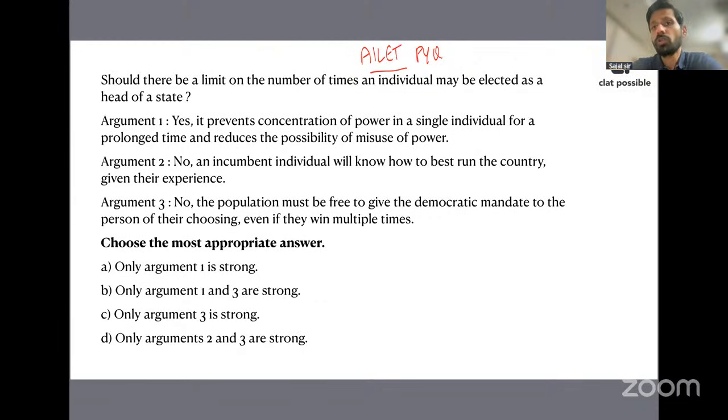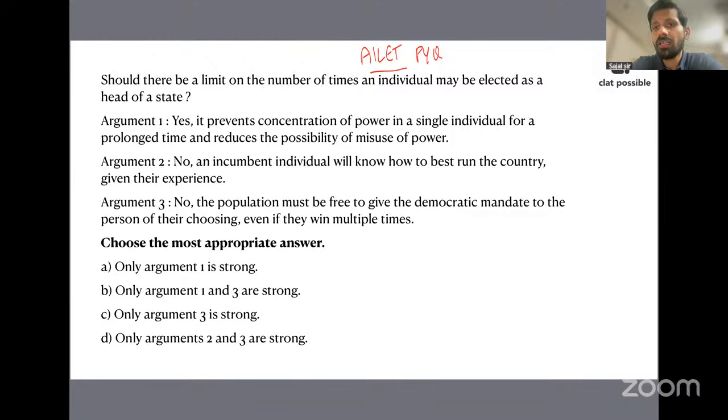Argument two, no, an incumbent individual will know how to best run the country given their experience. So this reason looks a little frivolous when it says an incumbent individual will know how to best run the country, right? We would need more support for this, more evidence for this. Otherwise, it looks like a very opinion-based statement, right? Does not look like a solid reason for saying no, right? So two is not a strong argument for us.